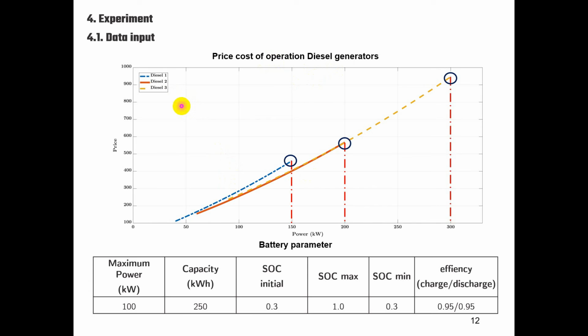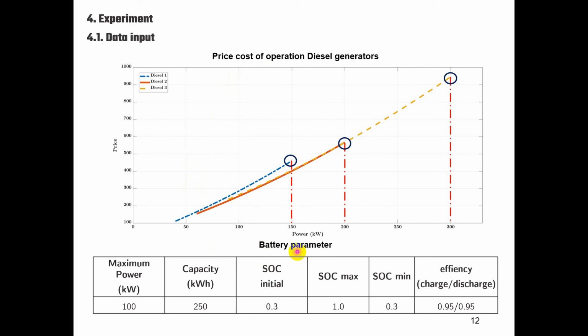We have three generators here with different maximum power. The first one has a maximum power of 150 kilowatt, the second is 200 kilowatt, and the final one is 300 kilowatt. Because the maximum power of each generator is different, we need a plan to optimize the power from these sources.